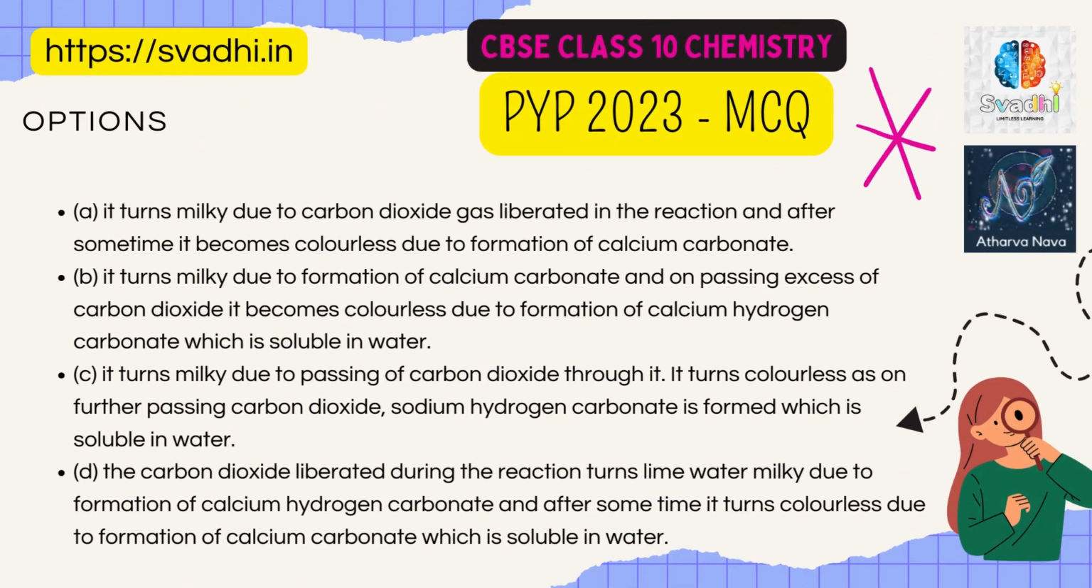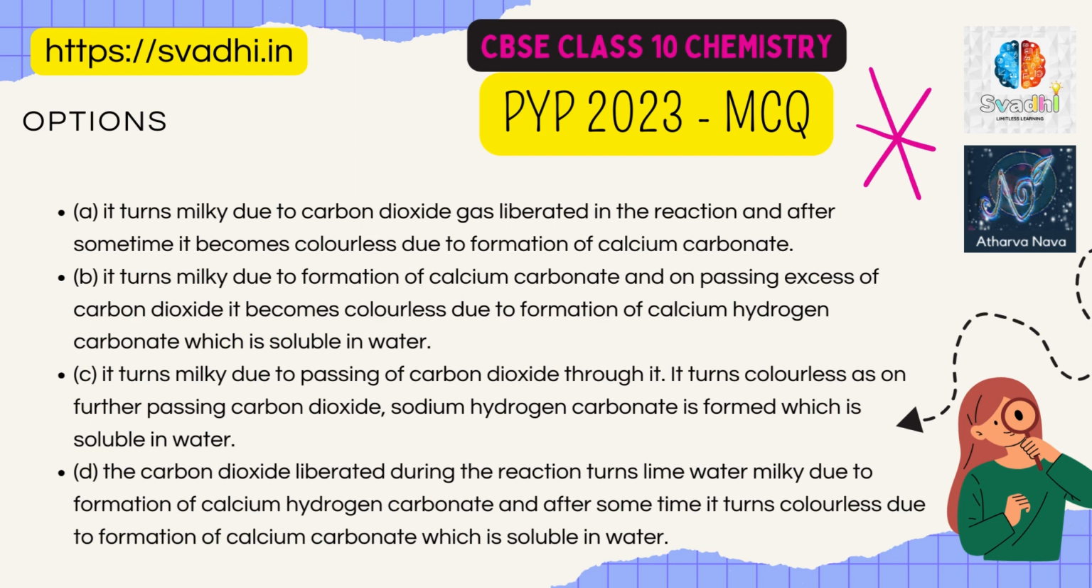A. It turns milky due to carbon dioxide gas liberated in the reaction, and after some time it becomes colorless due to formation of calcium carbonate. B. It turns milky due to formation of calcium carbonate, and on passing excess of carbon dioxide it becomes colorless due to formation of calcium hydrogen carbonate, which is soluble in water.